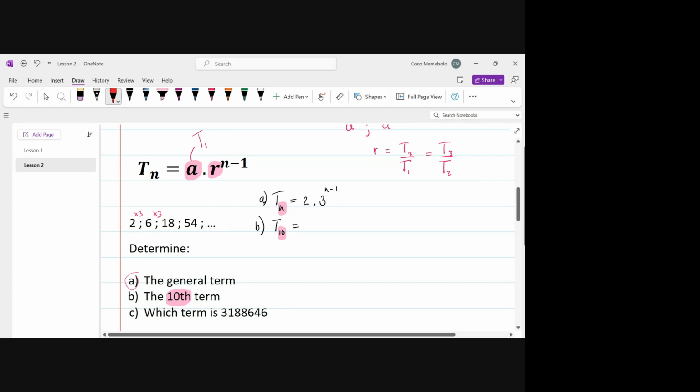The number we find in the first position is 2. The number we find in the second position is 6. The number we find in the third position is 18. And the number we find in the fourth position is 54. I want you to tell me, using the formula, which number will be sitting in the 10th position.